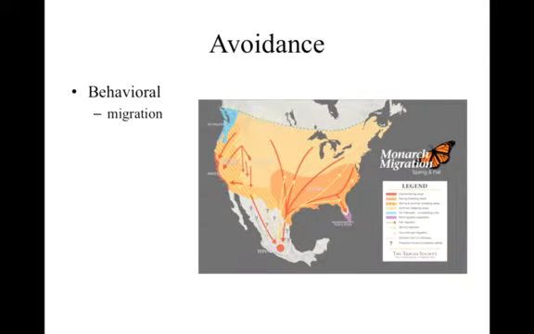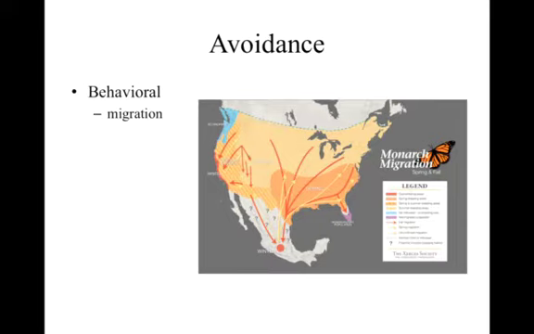So again, we talked about those two different ways to deal with stressful conditions. One is avoid, one is tolerate. And then we talked about different forms of tolerance. So we can have acclimatization, we can have adaptation. Now we're going to move on to not tolerating, but avoiding. And again, just like with tolerating, there's different ways you can avoid. The first and most obvious is behavioral. You can just avoid it by getting out of there.